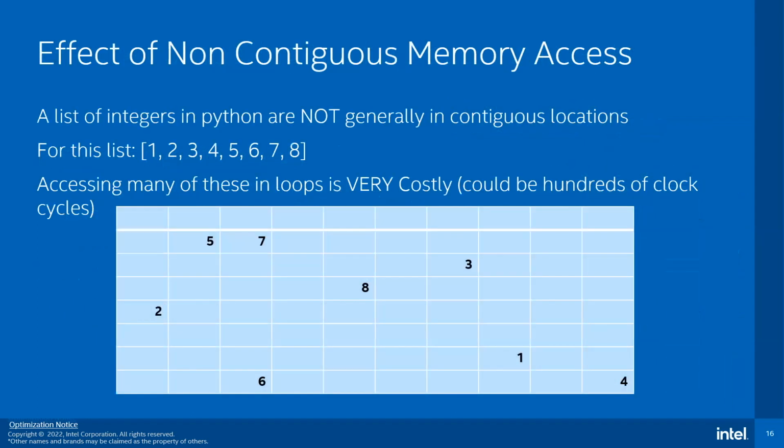And then the other thing is what I alluded to is that in Python, when you have that nice little list with integers 1 through 8 in it, it's not guaranteed to be consecutive. They could be spread all over the place because they're just objects. So they have no relationship to one another.